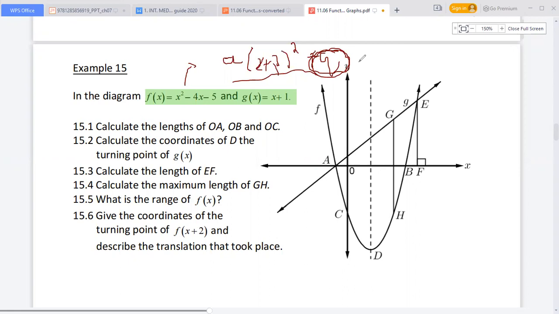q is the y value of the turning point, and it is your minimum or maximum value depending on where your graph is facing. So since this parabola is opening towards the positive y-axis, this will be the minimum value. The y value of the turning point will be the minimum value. And then if the graph was facing down like that, the y value of the turning point there will be the maximum y value. I hope that makes sense and I'm not confusing you in any way.